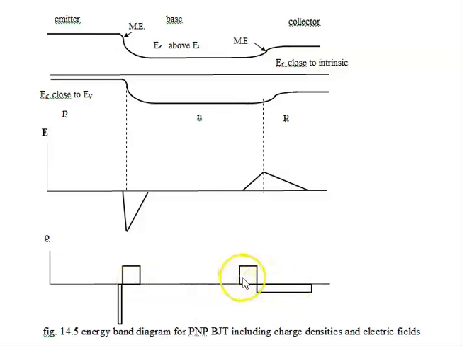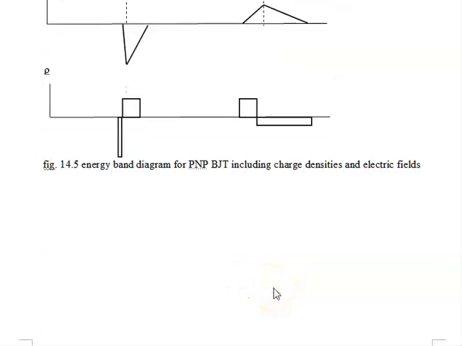And the same thing here, we have a relatively moderately doped region, which gives a fairly wide depletion region. This width here is the same as this width here, and this width here is the same as this width here. This is the total depletion region electric field. This is the total depletion region for the charge density, and the area on the base side is equal to the area on the collector side.